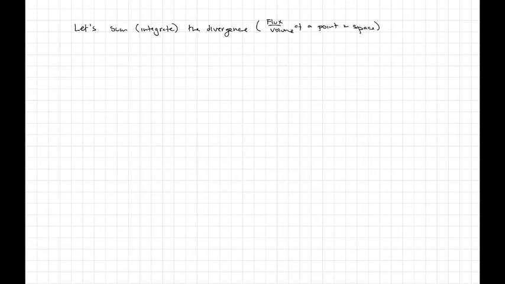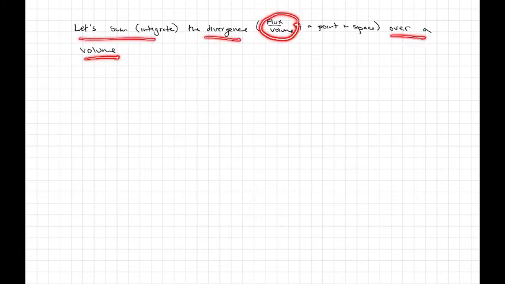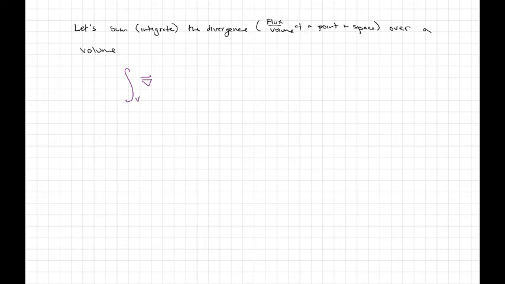Okay, we're going to do this over a volume. So I want to take the sum of this divergence, this idea of flux per unit volume, over a volume. So what that's going to look like in terms of an integral is a volume integral of the divergence, which I can calculate of a general vector field V this way, where d tau, if you guys remember, is our infinitesimal volume.